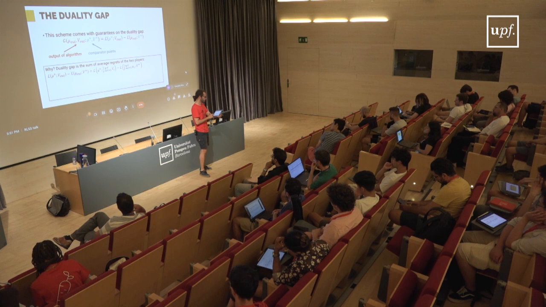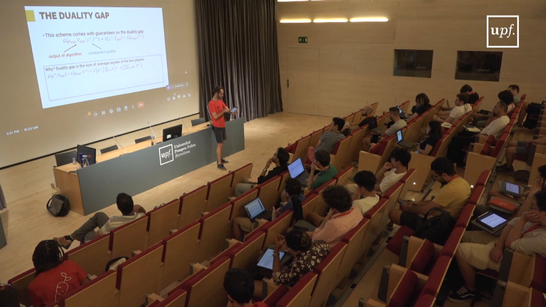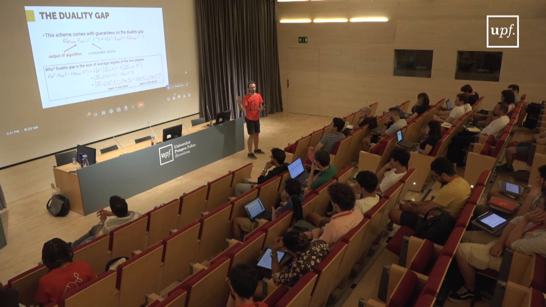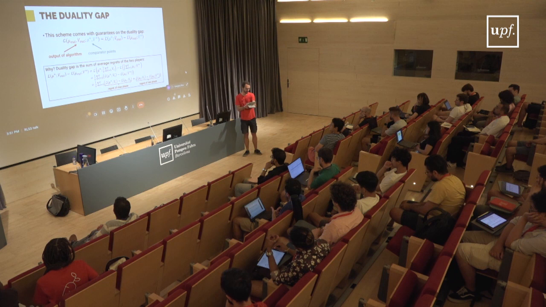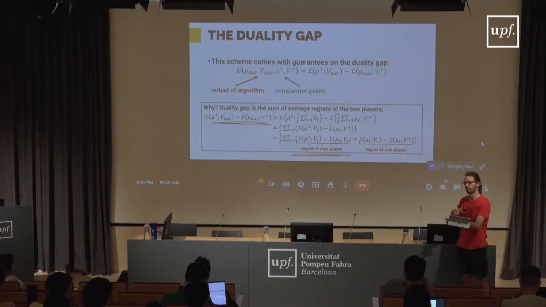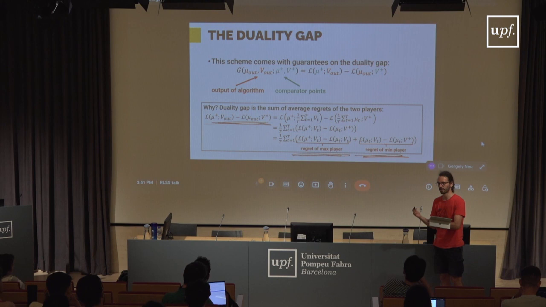I'm not going to do this entire derivation. I'm just going to show you that the duality gap can be essentially rewritten as the sum of the regret of the max player and the regret of the min player. So the duality gap is a quantity that, after some minor mathematical gymnastics, can be rewritten as essentially the optimization error of the first player and the optimization error of the second player, their regrets against comparator v plus.